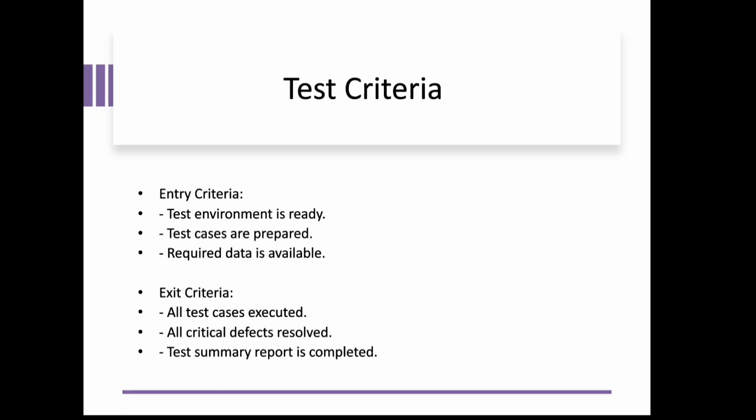Then we have test criteria, where we have to define entry and exit criteria. Entry criteria means the test environment is ready, test cases have been prepared, and test data is already available. Under entry criteria, people get to know that we need to start the test execution. Exit criteria means the test cases have been executed properly, all critical defects have been resolved, and the test summary report has been generated. That is my exit criteria, meaning the test engineer gets to know that we don't need to run the testing anymore.